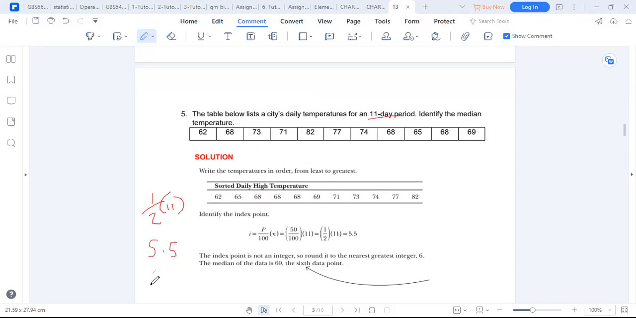5.5 we round off to the 6th term. 1, 2, 3, 4, 5, 6. So 69 is our 6th term, which is the median. That is how we calculate the median.